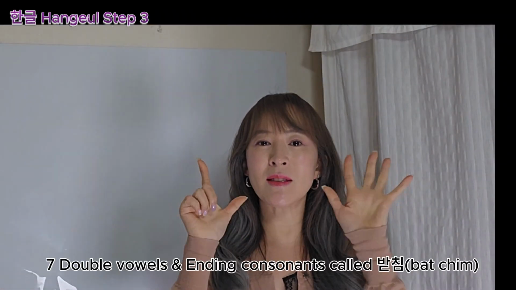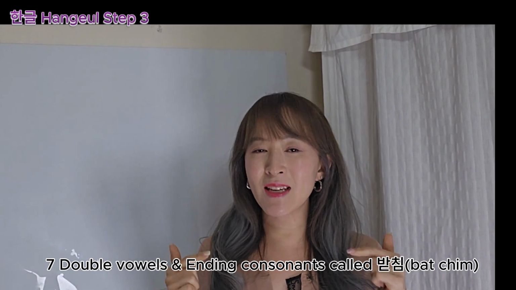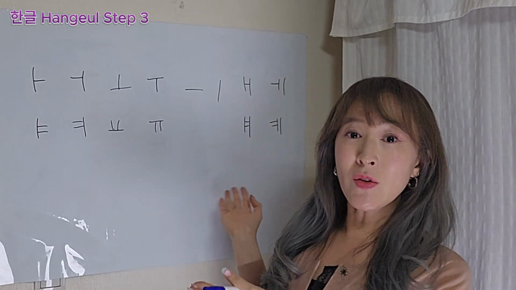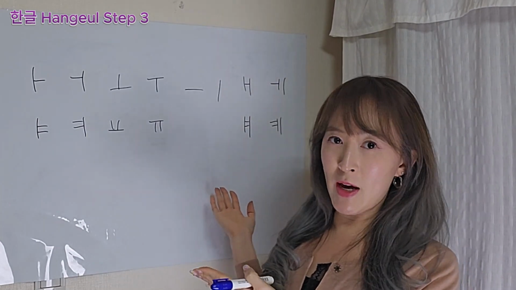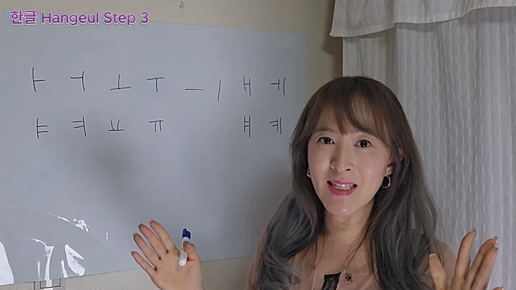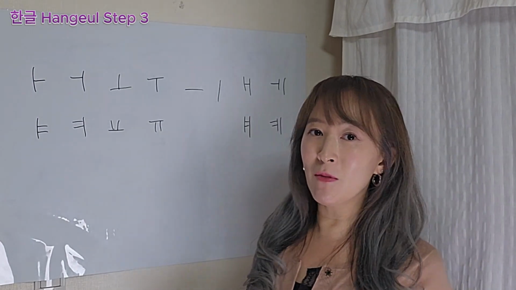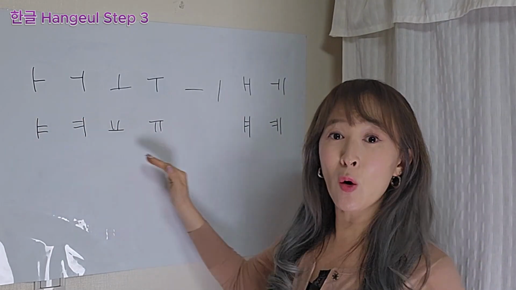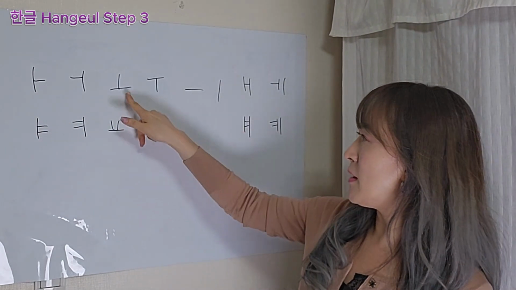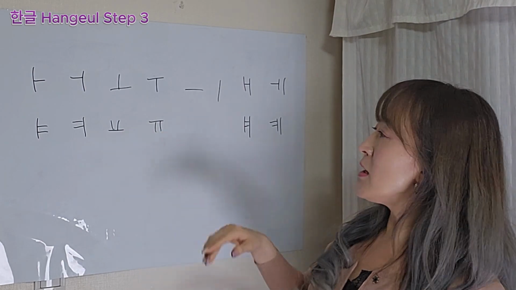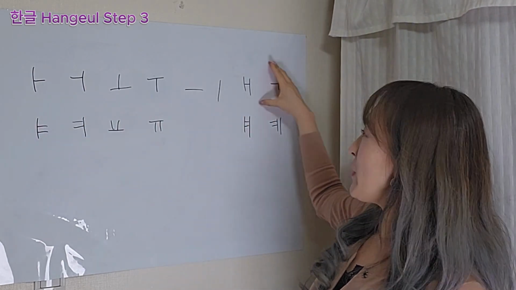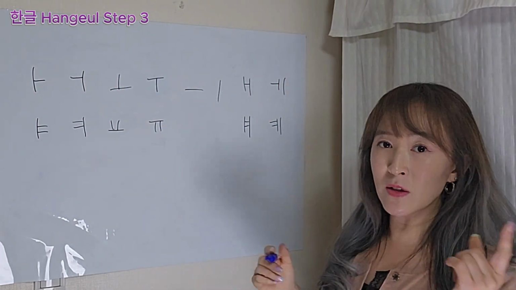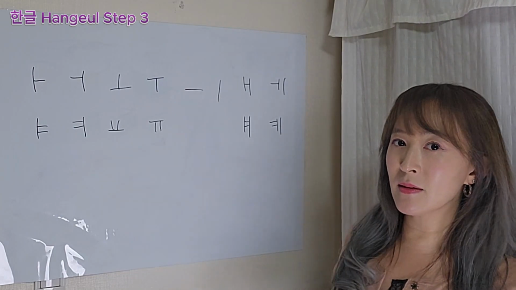We'll be learning the 7 double vowels and the last ending consonant called the 받침. So remember, these are the basic vowels we've learned so far, right? And we will learn the last 7 of the double vowels. So we will use this second line here. These are already combinations of this with like the sky, remember? So these we are not going to use. We will only use the top line here, the basic vowels, and we will combine 2 to make 1 syllable.